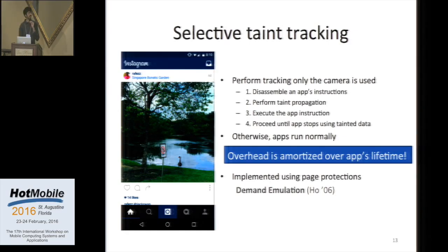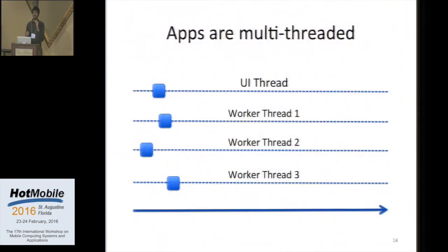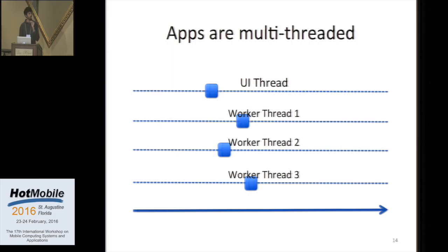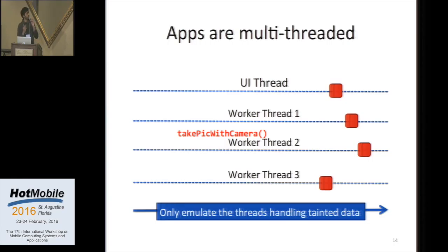We cannot use this directly in a mobile context because mobile apps are inherently multi-threaded. So consider an app with 4 threads, 1 UI thread and 3 worker threads. They're all running normally, and at some point, the 3rd thread decides, I want to take a picture with the camera. When this happens, and if you only rely on page protections, you're going to have to emulate every single thread, and they're all going to run slowly. Notice that this is a waste because only worker thread 2 is handling tainted data, so what you really want is something like this.